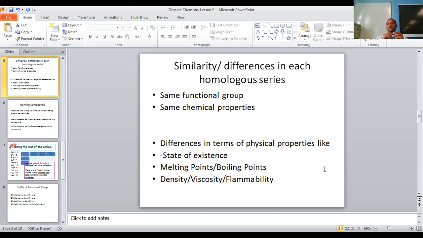Now, the differences here could be in terms of physical properties, like state of existence. Are they solid? Are they liquid? Are they gas? They would be changing gradually. Melting point and boiling point, there will be a gradual change across the same group. Density, viscosity, and flammability. So these are all things that change gradually inside each of the homologous series.